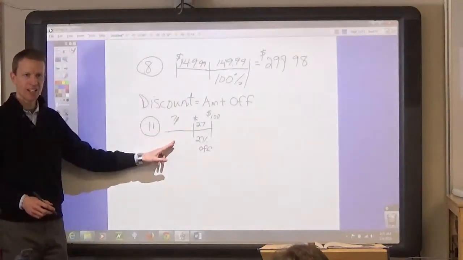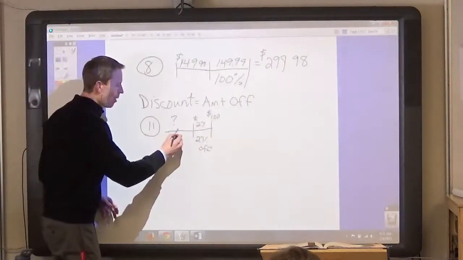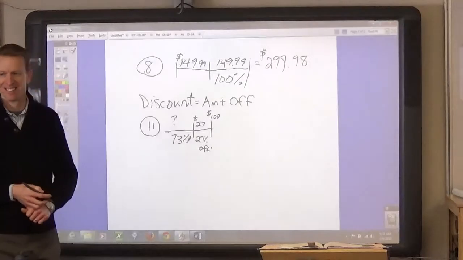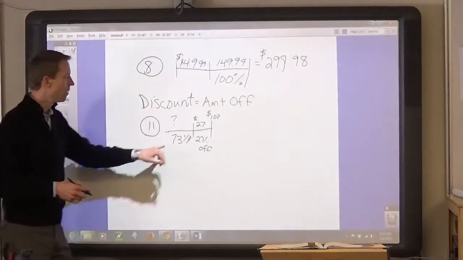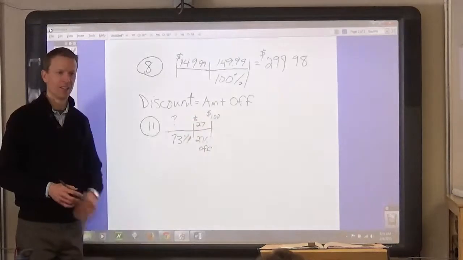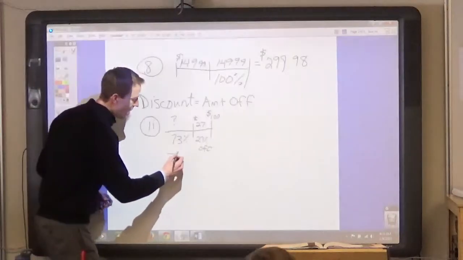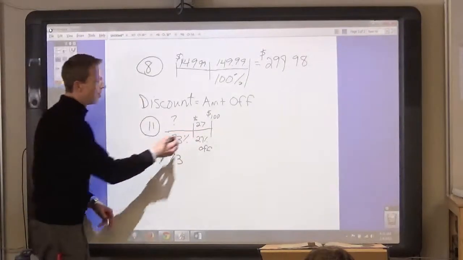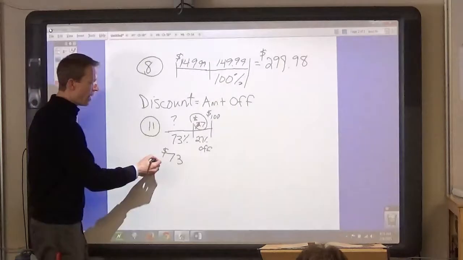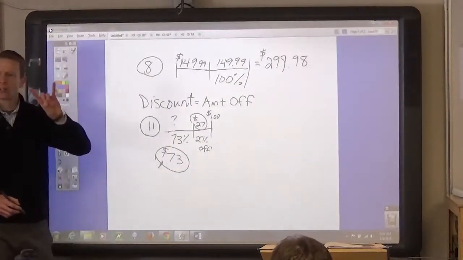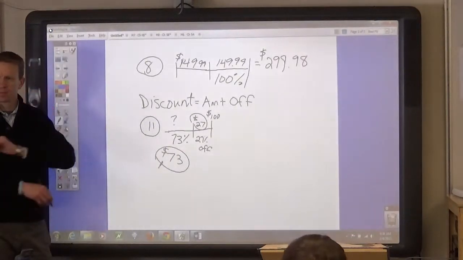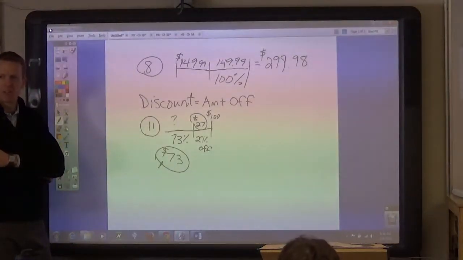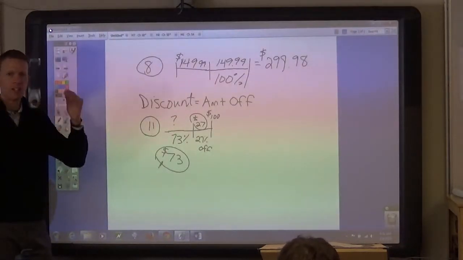What's the remaining percent here? 73%. So there are two ways to get this, isn't there? Find 73% of 100. $73. What's the amount of discount? 27. Price? 73. So there's 2 points on these. Is this model helpful? You see how you can just fill in the model.